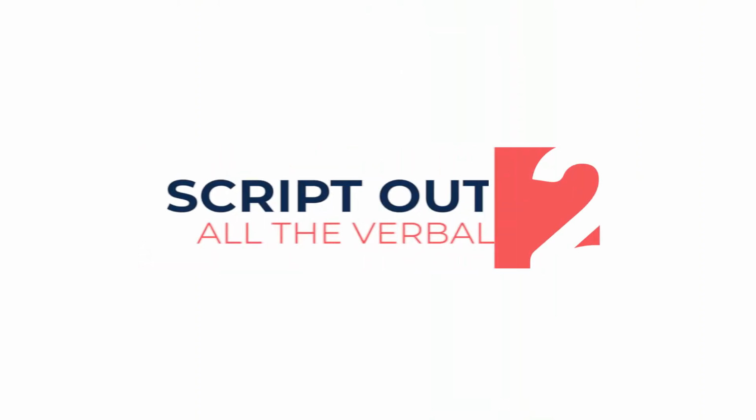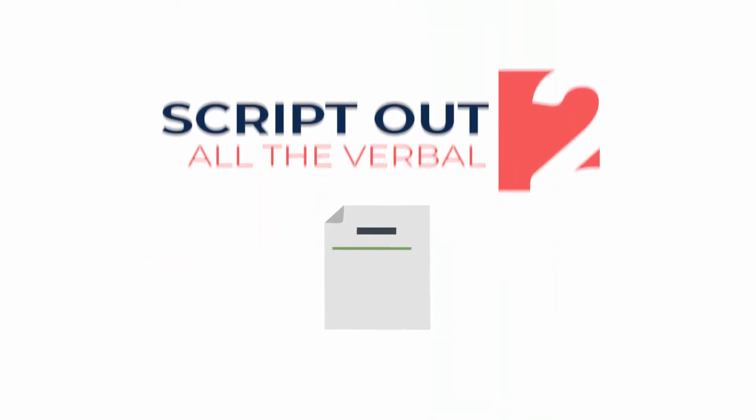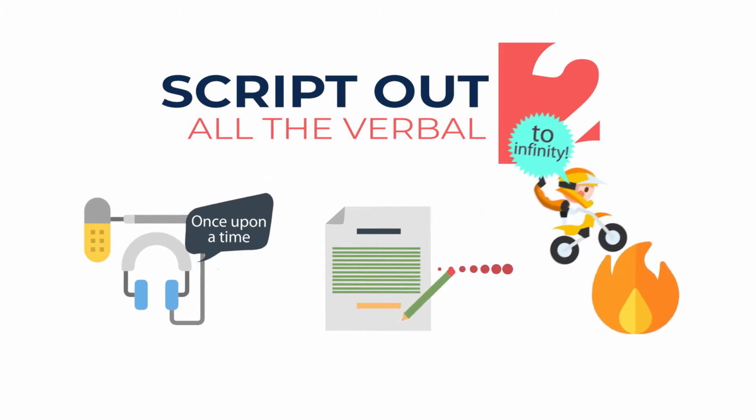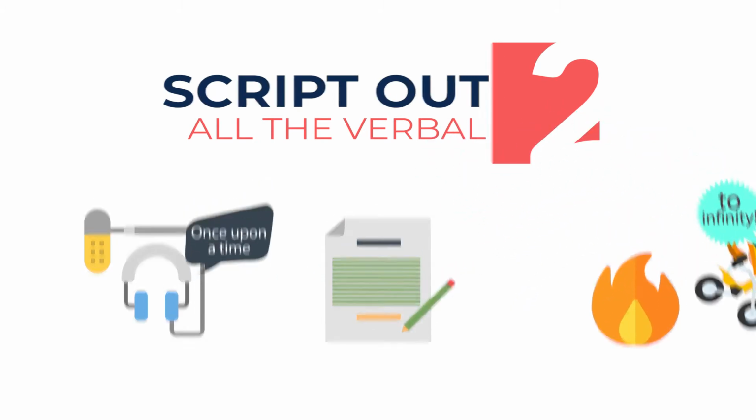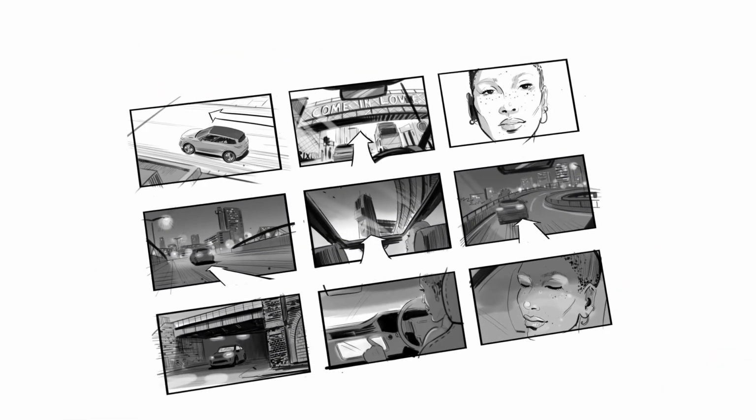Number two is you're going to script out all the verbal things that the voice actor, the voiceover, or the real actor will say. And you'll also script out the storyboard in terms of what the various scenes are going to be. Now, we're going to follow a very simple formula. Number one is you're going to have a hook.